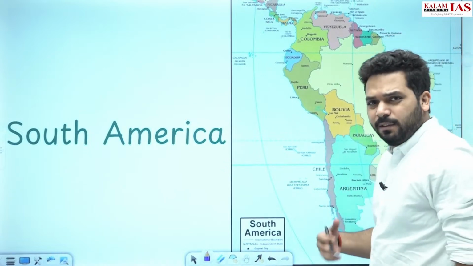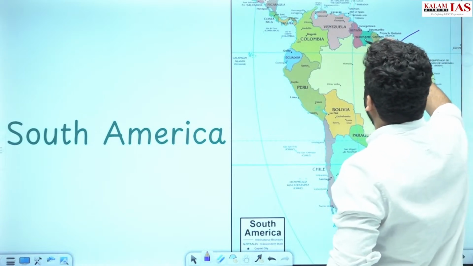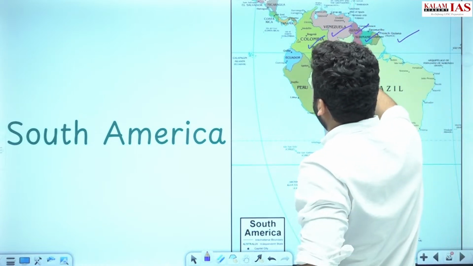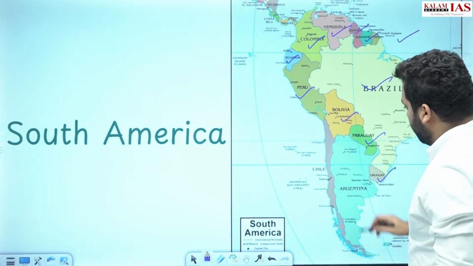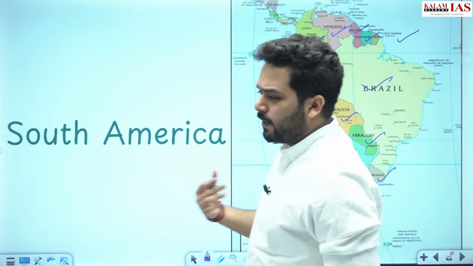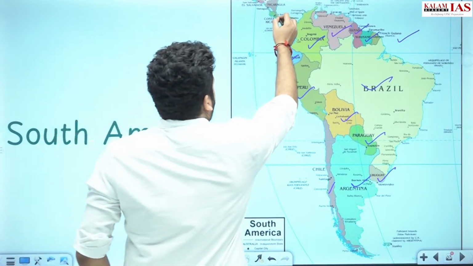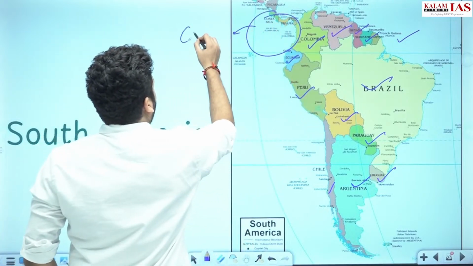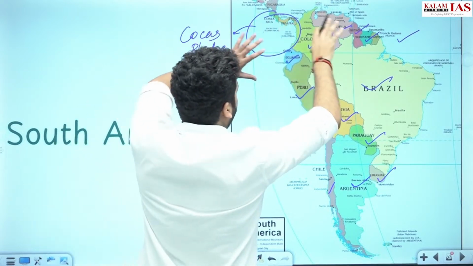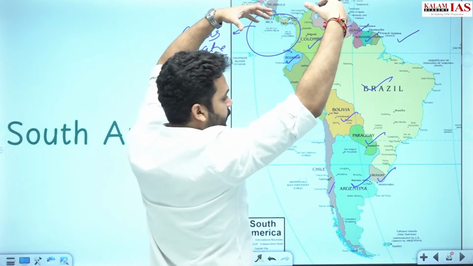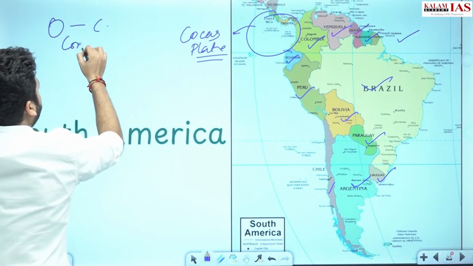So let's look at the countries of South America: French Guiana, Suriname, Guyana, Venezuela, Ecuador, Peru, Brazil, Bolivia, Paraguay, Uruguay, Argentina, and Chile. You must have heard about these countries a lot of times. Here we have the Caribbean plate, an oceanic plate, which is interacting with Central America and has an oceanic and continental convergence.